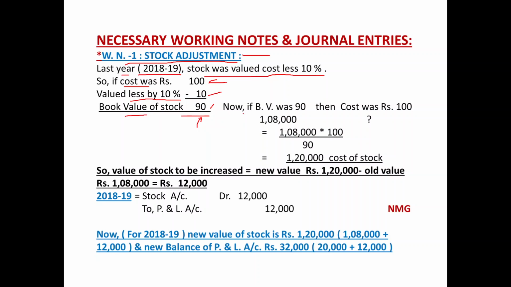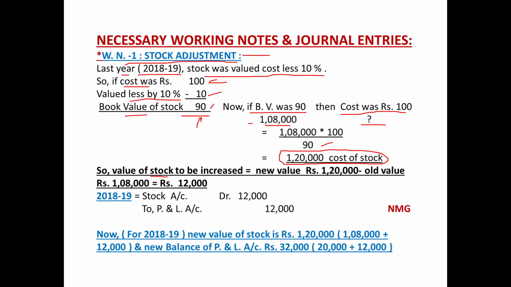Let us apply the equation. Now if book value was 90 at which the valuation was made, then original cost was rupees 100. If book value was rupees 1,08,000 given in the balance sheet also, what would be its original cost price? Apply the figure. That gives rupees 1,20,000 cost price of the closing stock of the last year or opening stock of the current year.